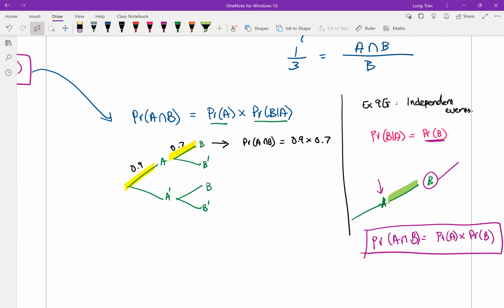So 9G is very easy. 9G just wants you to practice recognizing when they say independent events that you use this rule. When they don't tell you it's independent events, you are using this. And you've been doing that since year 7 to 10. We just don't call it conditional. You just didn't learn that this branch right there, the second branch, is a conditional probability. You're now learning that as the name.